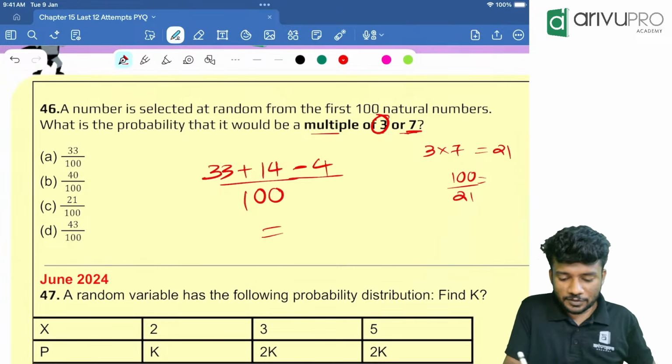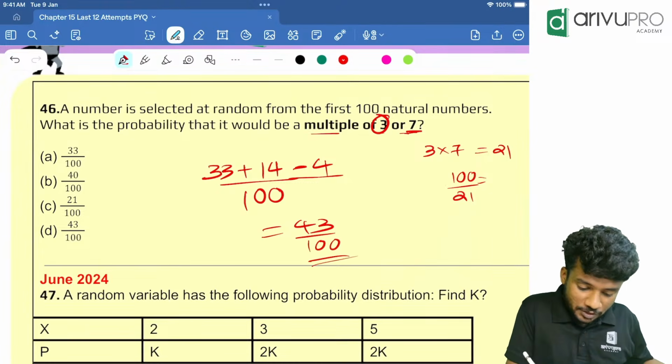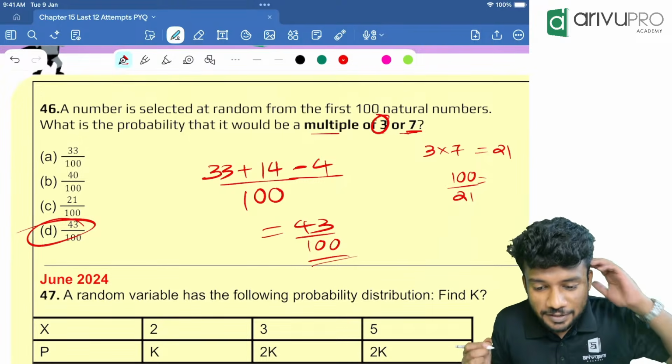Take your calculator, which is equal to 43 divided by 100. Which option is the answer? Option D is the answer.